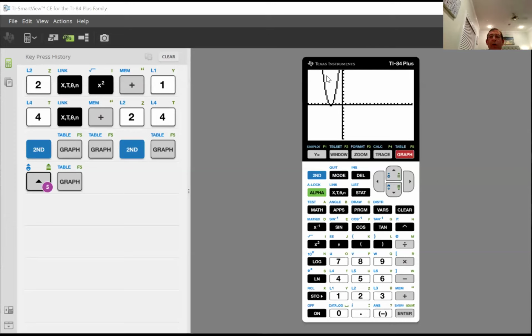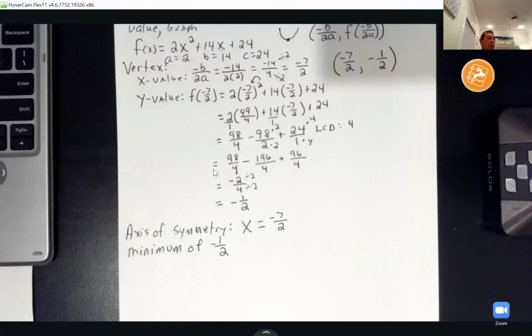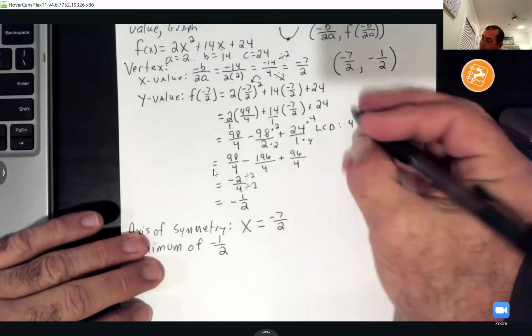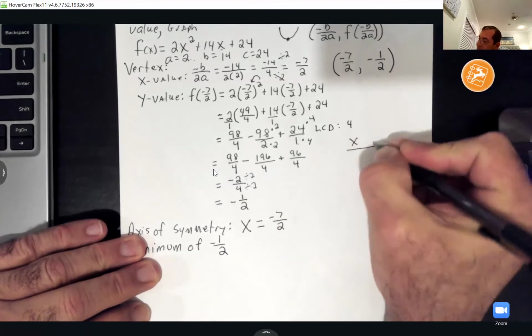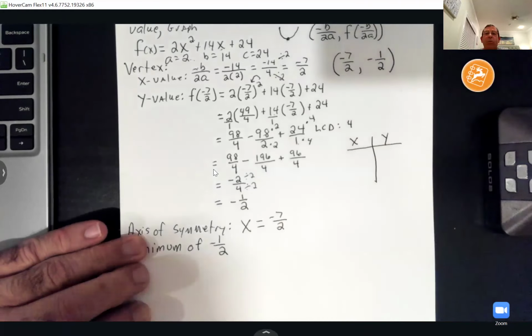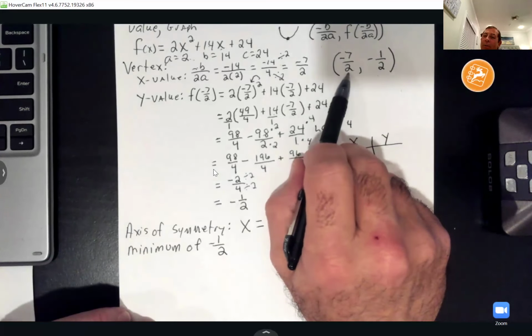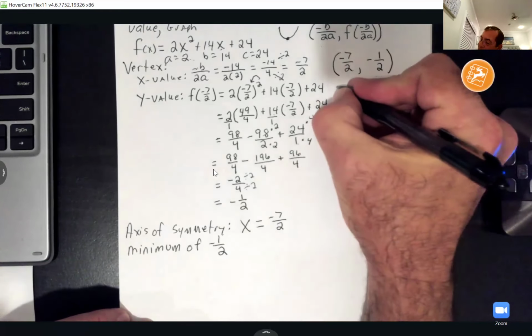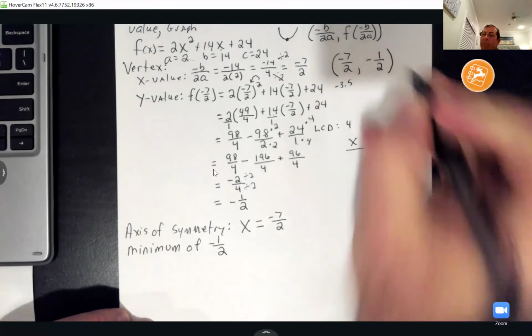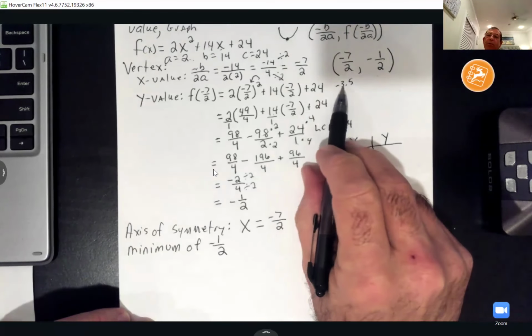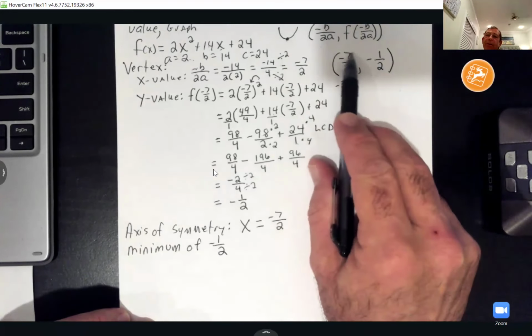Okay, so let me show y'all that. A question was, what if I wanted other values other than using the calculator? Well, that's when you go old school. Now I do know I would pick values. Me personally, I always pick values close to these X values.